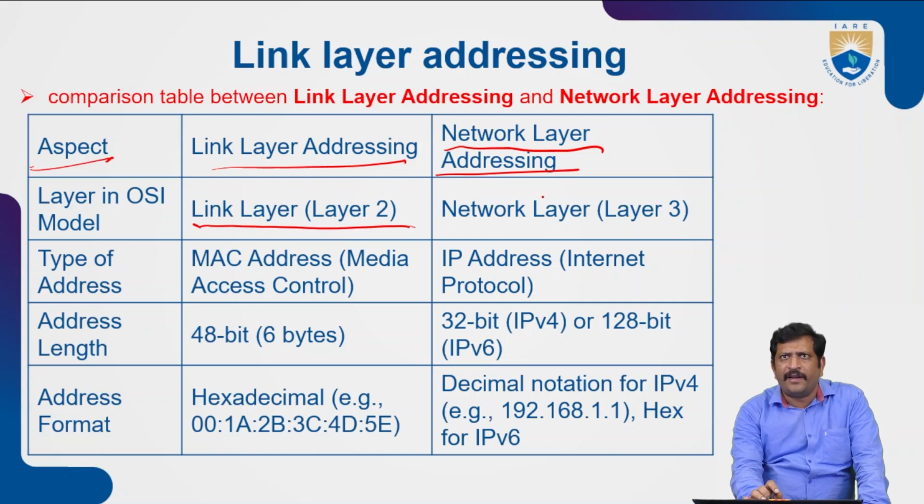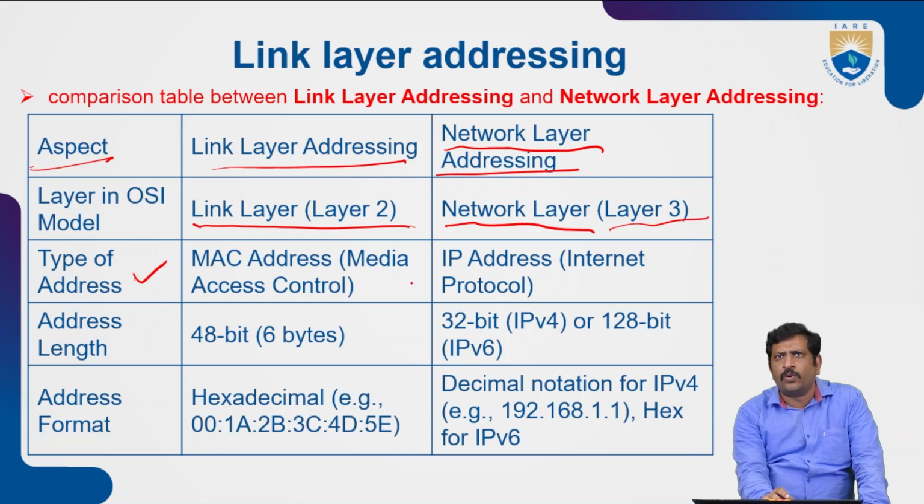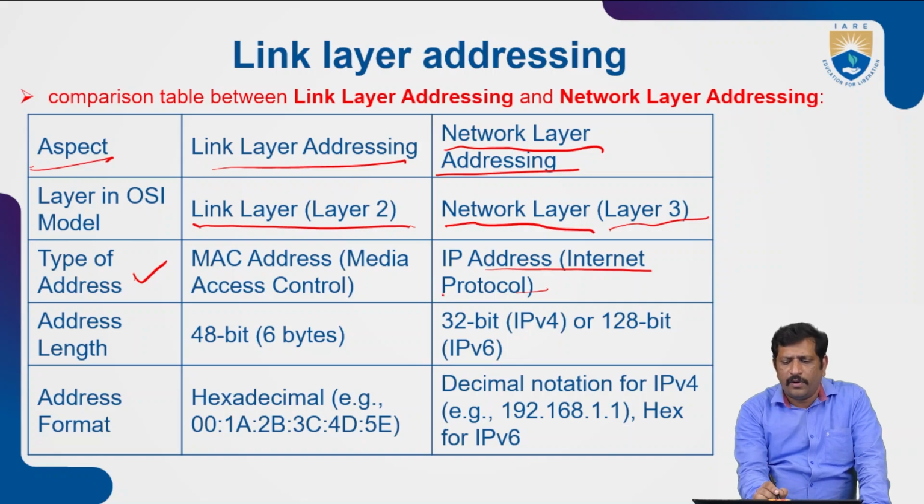Next, network layer addressing is utilized at layer 3. Regarding the type of addressing, for the link layer the type of addressing is the MAC address, that is, media access control addressing. For the network layer, the type of addressing is the IP address, that is, the Internet Protocol address.